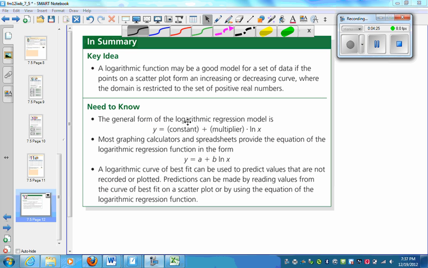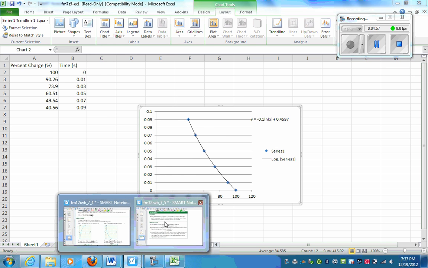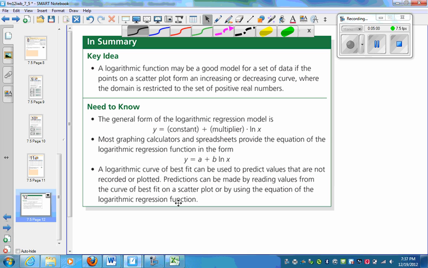The general form looks something like this. Graphing calculators and spreadsheets are going to give you sometimes the constant plus b ln x. I think ours gave b ln x plus a. I think Excel gave it different. Anyways, same idea. A logarithmic curve of best fit can be used to predict values that are not recorded or plotted. Predictions can be made either by reading values from the curve, so actually looking at the curve and saying, okay, 50 is about somewhere here, or you can use the equation and put values in.